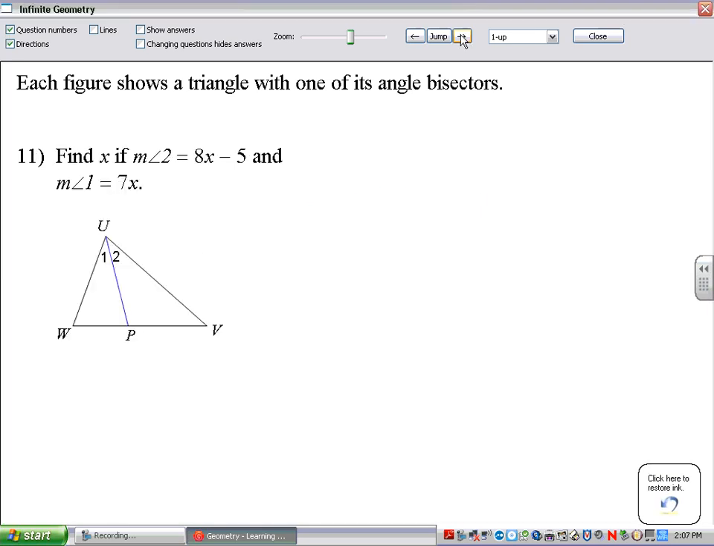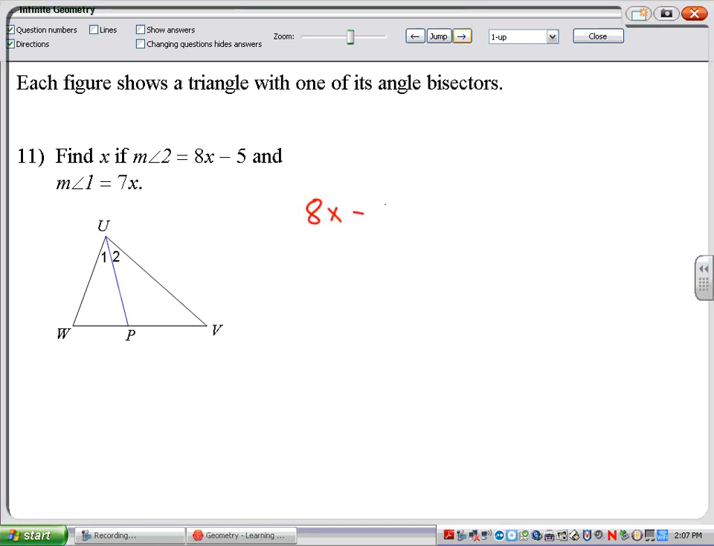Let's go to number 11. Find x if the measure of angle 2, a small angle, is 8x minus 5, and the measure of angle 1 is 7x. So now we're talking about angle 2 and angle 1. They are both small angles. So this time I can write 8x minus 5 equals 7x, and that's it. I would not double anything because a small angle equals a small angle, and that's correct.